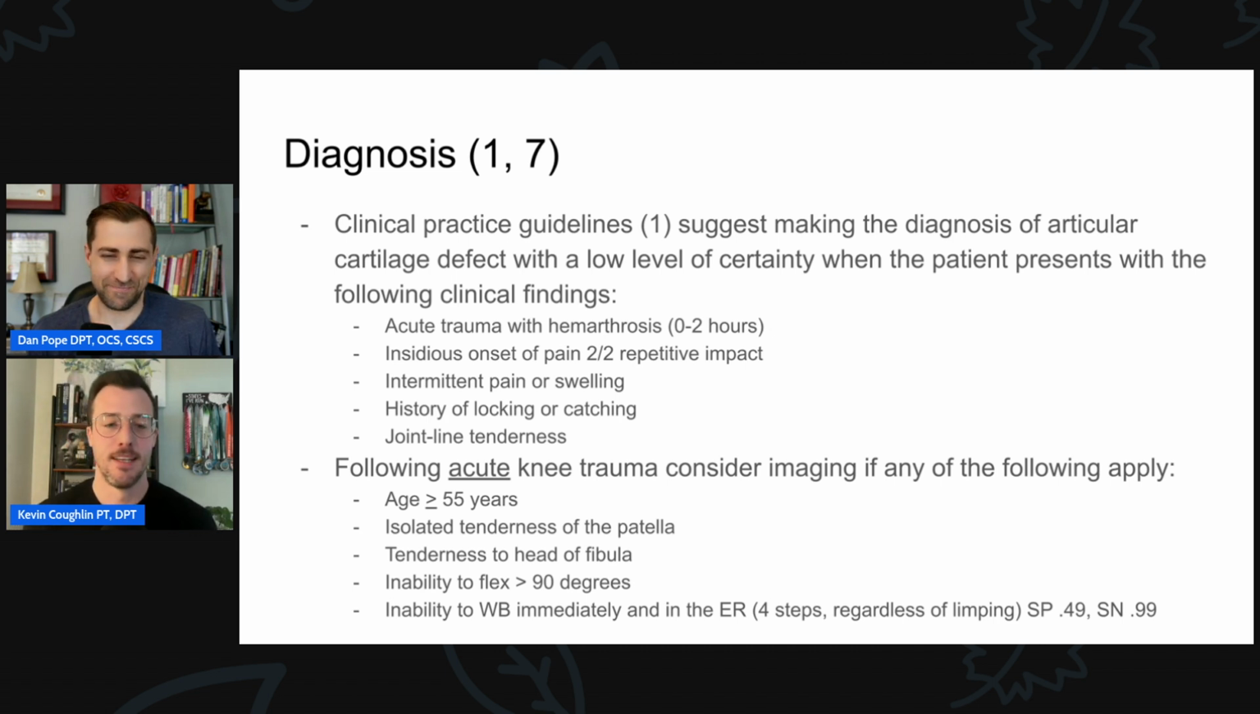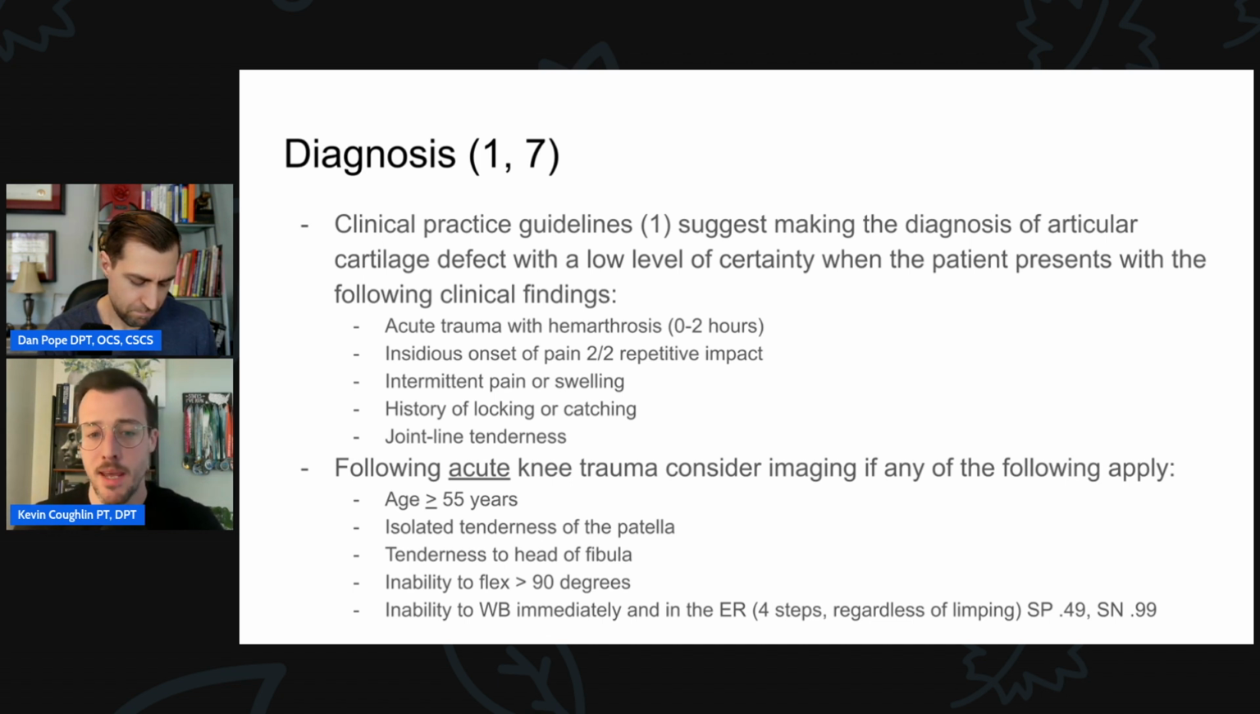Unfortunately not. Okay, so just getting into the diagnosis, how are we diagnosing this? So the clinical practice guidelines suggest making a diagnosis of articular cartilage defect with a low level of certainty when the patient presents with the following clinical symptoms. So acute trauma with hemarthrosis, so it could be within the first couple hours, an insidious onset of pain secondary to a repetitive impact. So either an acute injury or maybe they ran a bunch of miles and then all of a sudden their knee super flared up and they have some swelling and hemarthrosis.